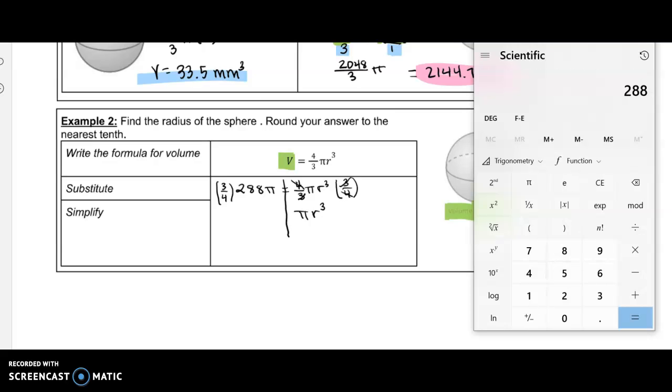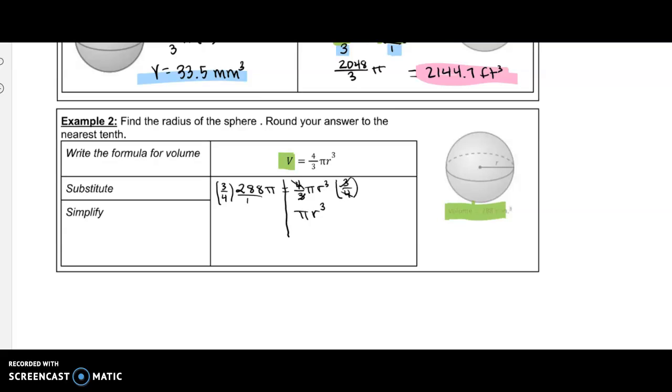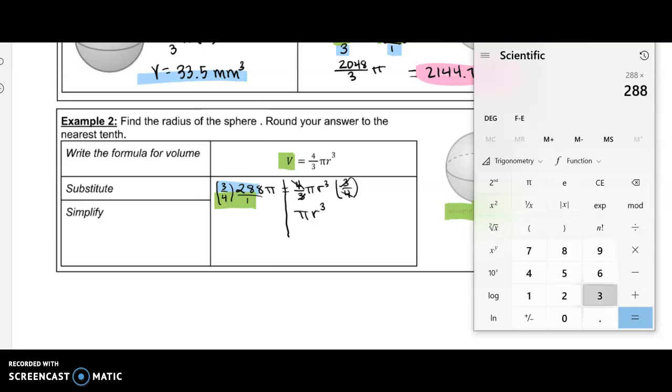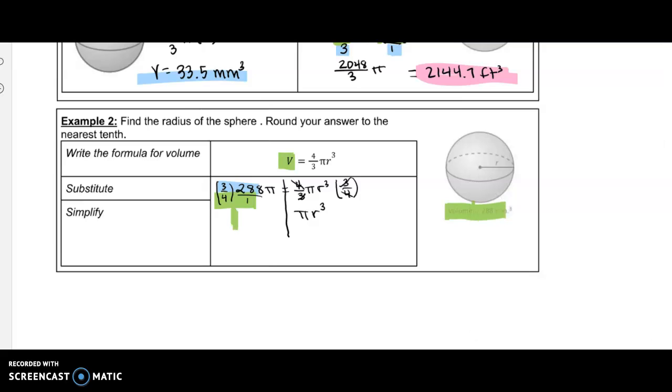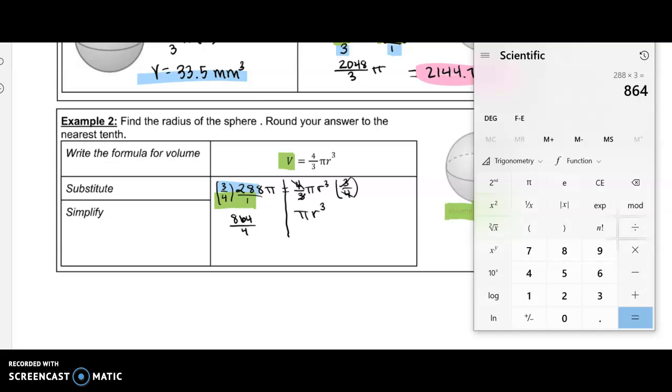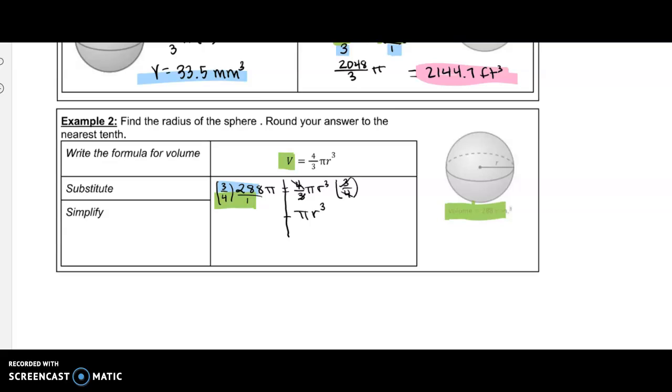And then we will do 288 times 3, because it's like over 1. So we multiply our two top numbers and our two bottom numbers. So times 3. And so that is 864. So 864 over 4. And that's the same as then dividing by 4, which gives us 216. So actually this becomes 216 pi.